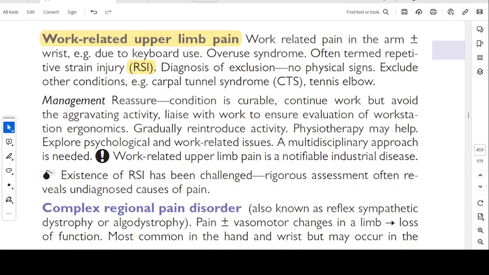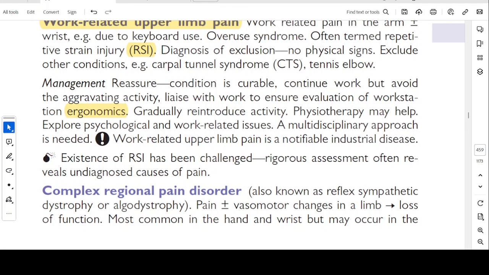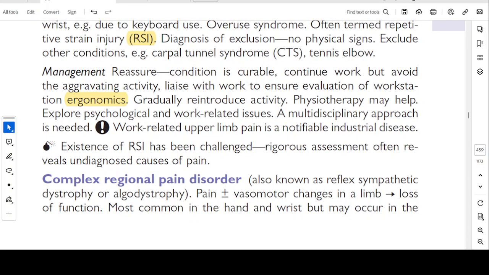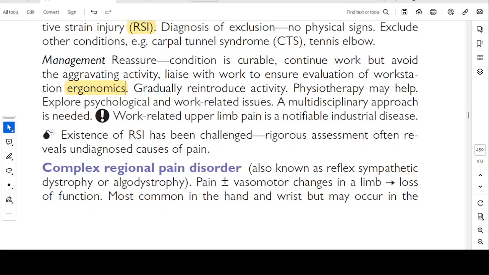Management. Reassure. The condition is curable. Continue to work but avoid aggravating activity. Liaise with work to ensure evaluation of workstation ergonomics. Ergonomics in the workstation are a major cause for work-related repetitive strain injury or work-related upper limb pain, so that has to be evaluated. Gradually reintroduce activity. Physiotherapy may help. Explore psychological and work-related issues. A multidisciplinary approach is needed.